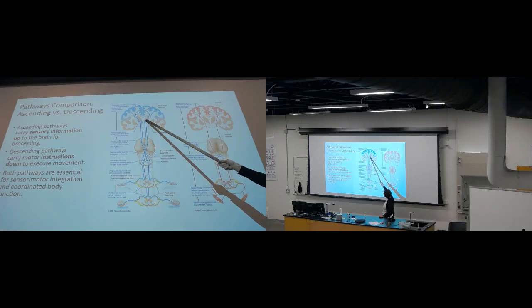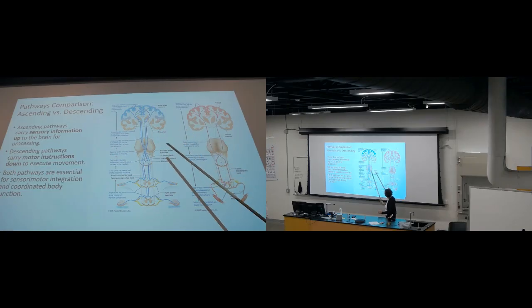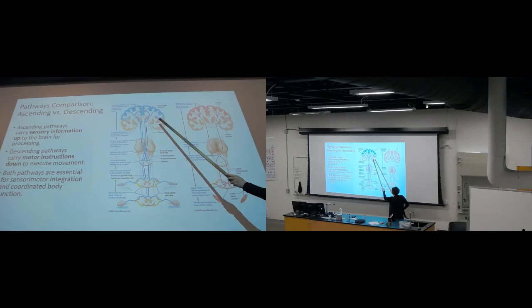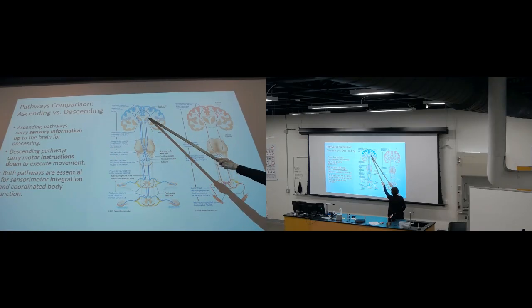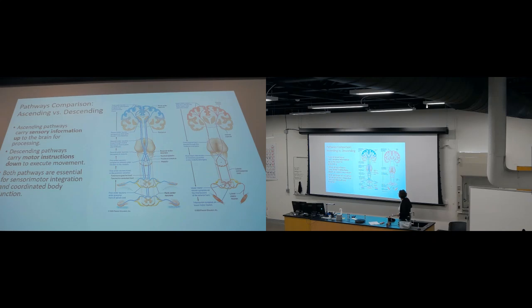And then these second order neurons can either stop here in the thalamus, or they can send the information to the cerebral cortex. And then if you have a neuron that sends information to this cerebral cortex, this other neuron will be the third order neuron.